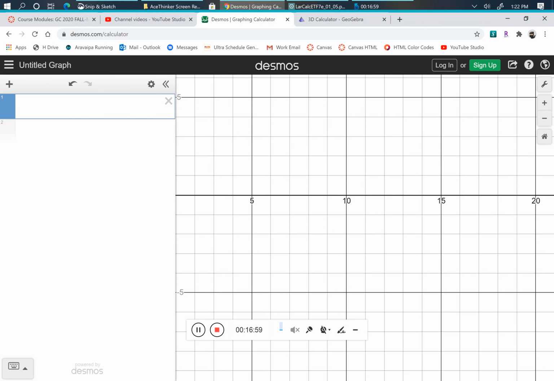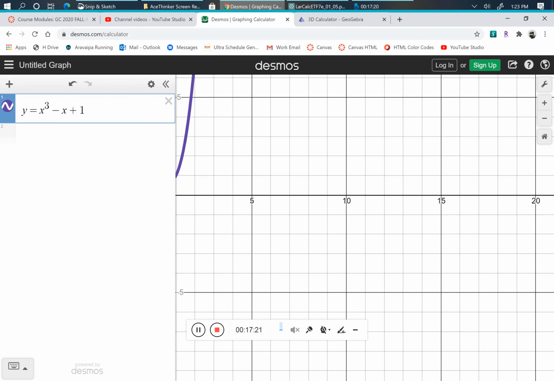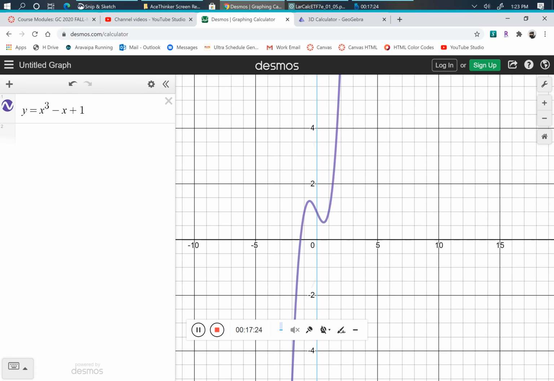I can come over here to Desmos and say y equals x cubed. Caps lock was on for some reason. x cubed minus x minus 1, was it? Or was it plus 1? I think it was plus 1. Yeah, plus 1. And if I take a look at that graph, do you see that wiggle right there?